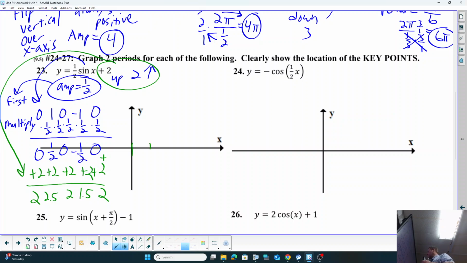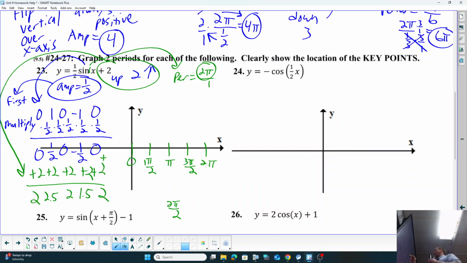So we go 1, 2, 3, 4, 5. The b value is 1. Since our b value is 1, our period is 2 pi over b, 2 pi over 1. So 2 pi is the period. We cut that in half, we get pi. We cut that in half, and we get 1 pi over 2. So 1 pi over 2, 2 pi over 2, 3 pi over 2. There it is. And this is just 0.